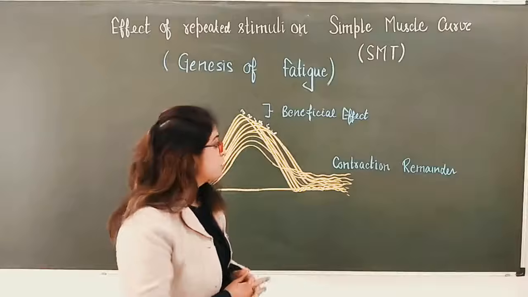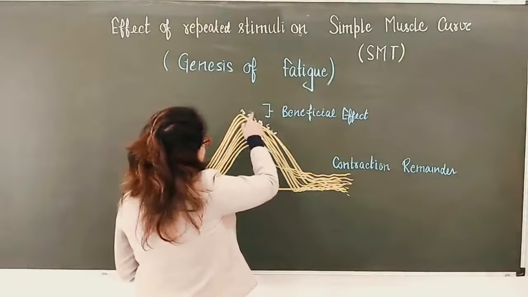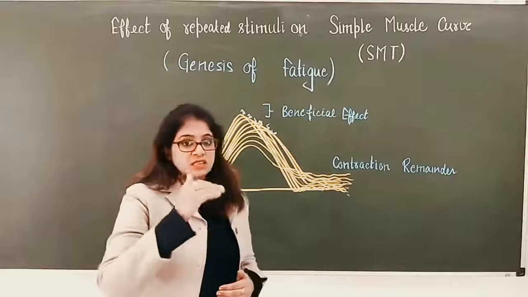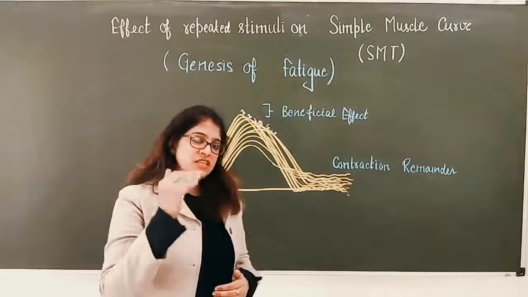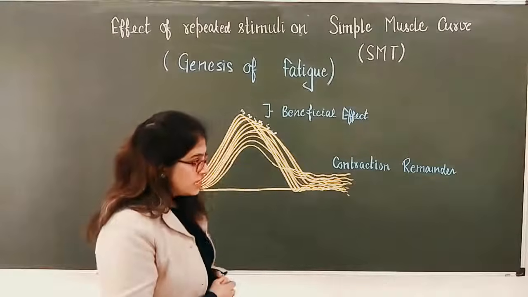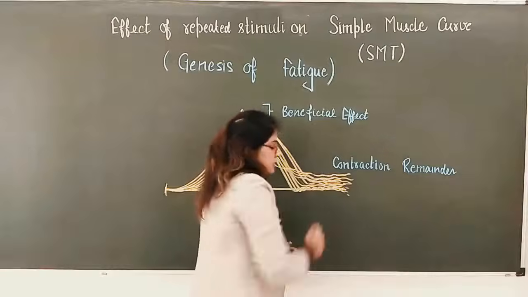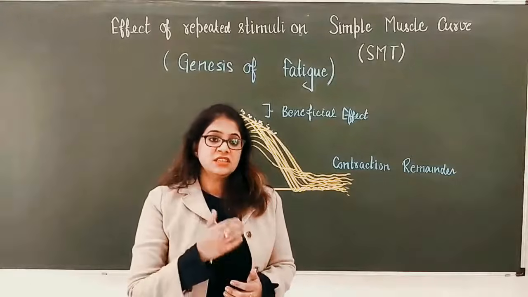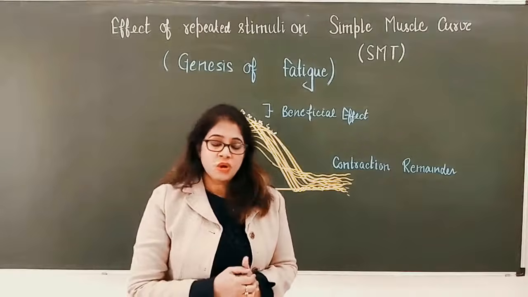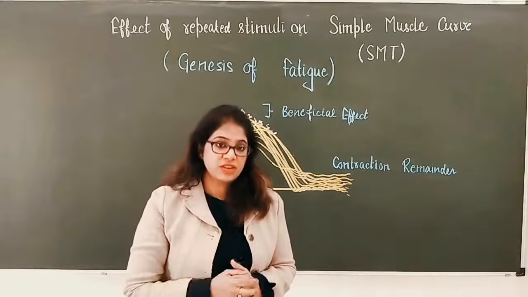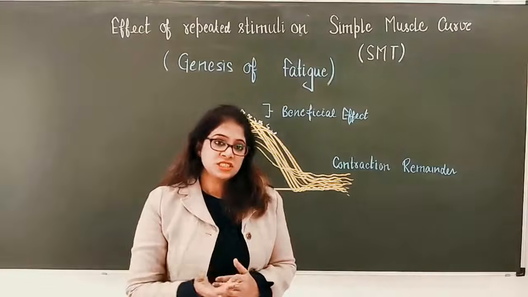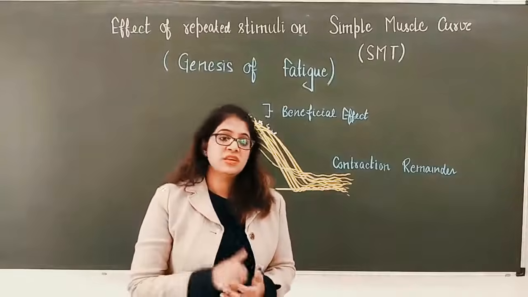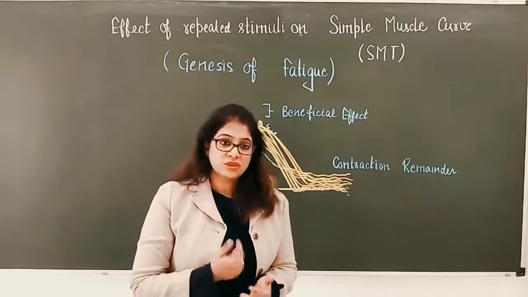Next question may be what is the cause for increased height of curves in the beginning. In the beginning we can see for a few curves there is increased height of the curves. So why is that? That is because of beneficial effect. Now what is beneficial effect? In beneficial effect there is increased force of contraction, or in other words there is increased height of contraction for a few contractions. Why? Because gradually later contractions are getting benefit from the previous contraction.